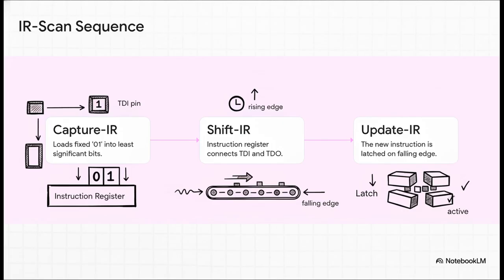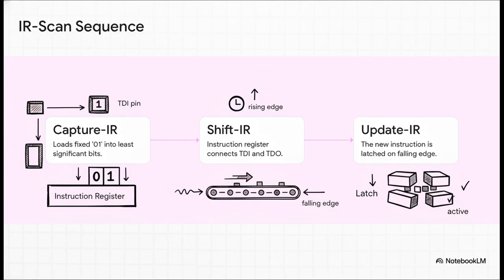What's super fascinating here is that the IEEE standard strictly mandates that the two least significant bits of the instruction register must load a fixed binary 0-1 pattern during this state. This is an awesome built-in integrity check. When you start shifting data out, if you do not see that 0-1, you instantly know your JTAG chain is broken somewhere, period.